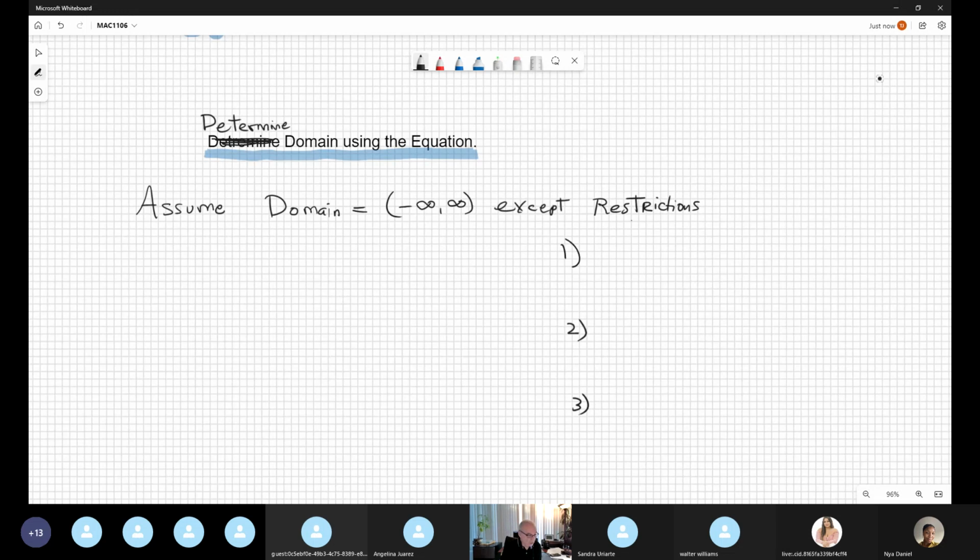The first restriction is when you have a division, expression P divided by Q. You need to avoid that Q would ever be equal to 0, because division by 0 is undefined. So 2 over 0 is undefined. So you need to avoid this. But this is only happening when you have division. If you have no division, no.